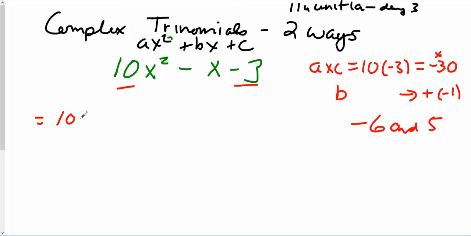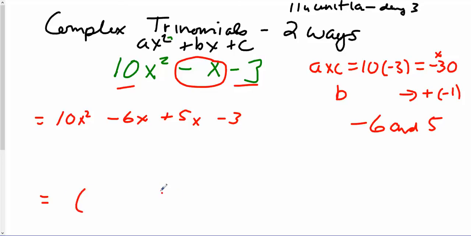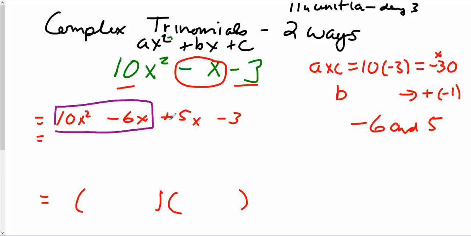So what you do is you write the 10x squared the same, and the minus 3 the same, but we're going to break up this negative x into these two pieces, negative 6x plus 5x. And if you ask why you do that, you do it to get to where you're going to be at the end. At the end, we're going to have two factors, bracket, bracket. If we break it into these two pieces, negative 6 and 5, we will get here. Then you look at these four terms separately: the first two terms, and then the last two terms.